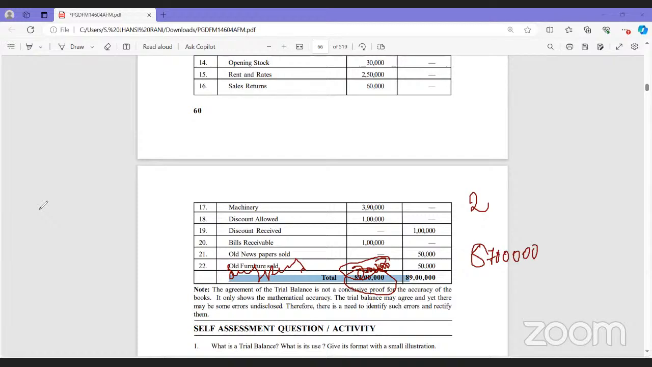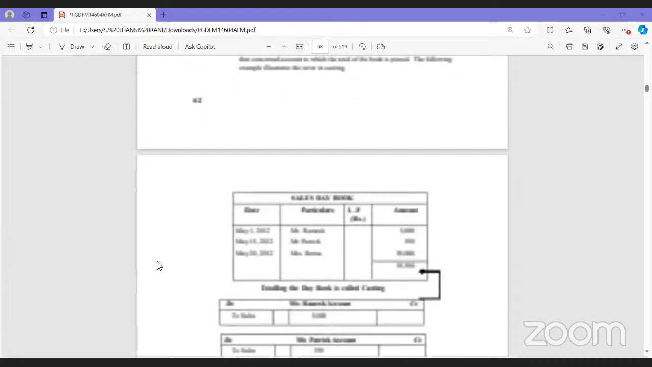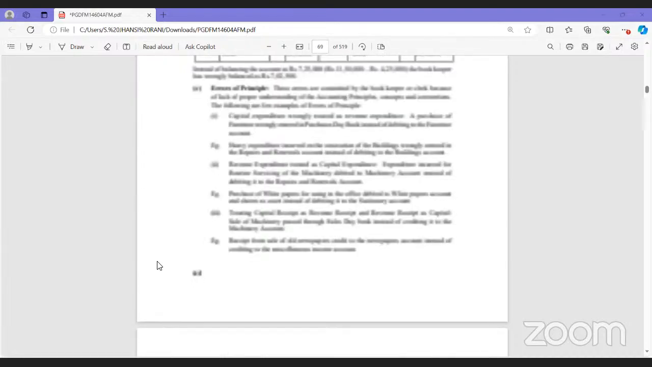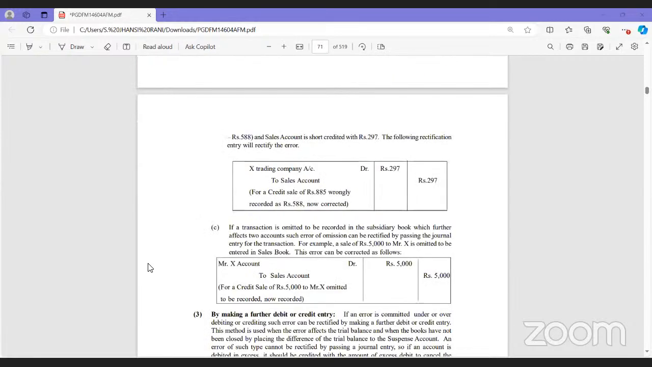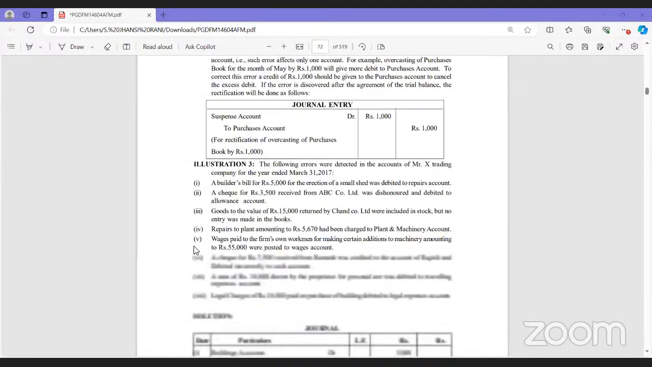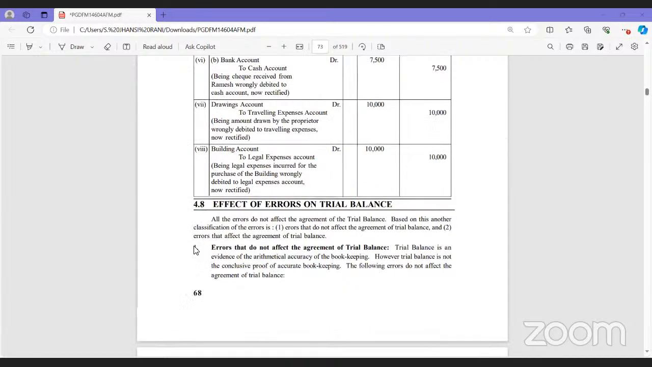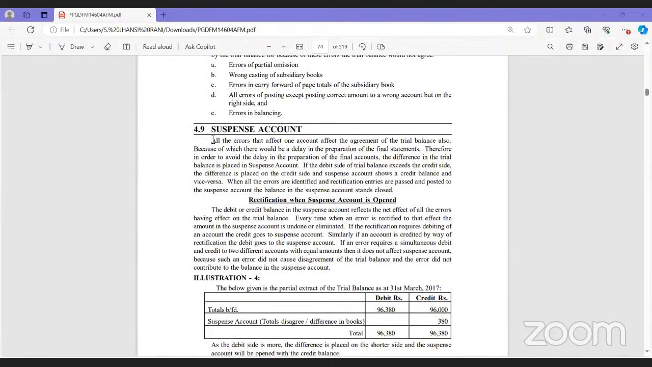Now, we even come across suspense account in the case of rectification of errors. Sometimes, to rewrite or rectify a particular entry, we cannot take the support of anything else. In that case, we take the help of an account called suspense account. All the errors that affect one account affect the agreement of the trial balance also.